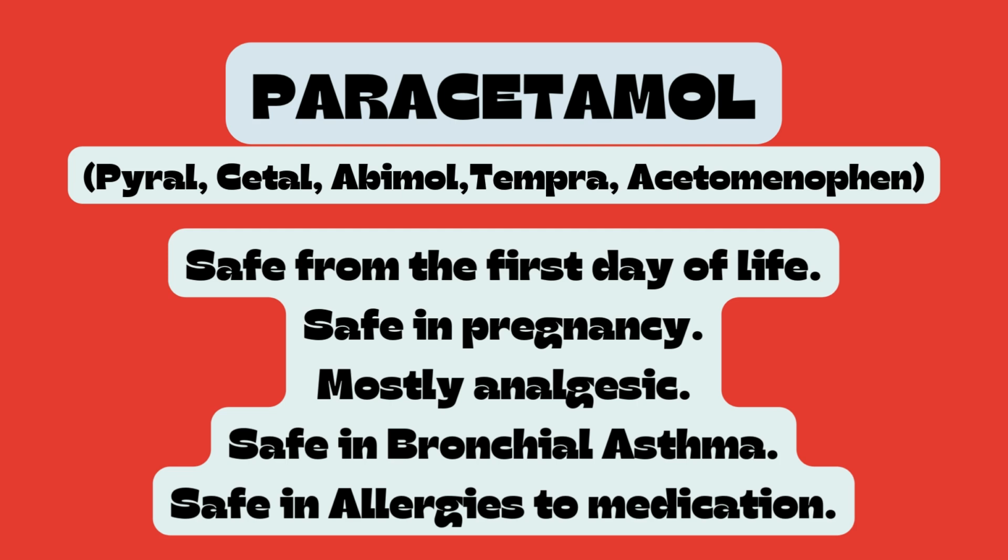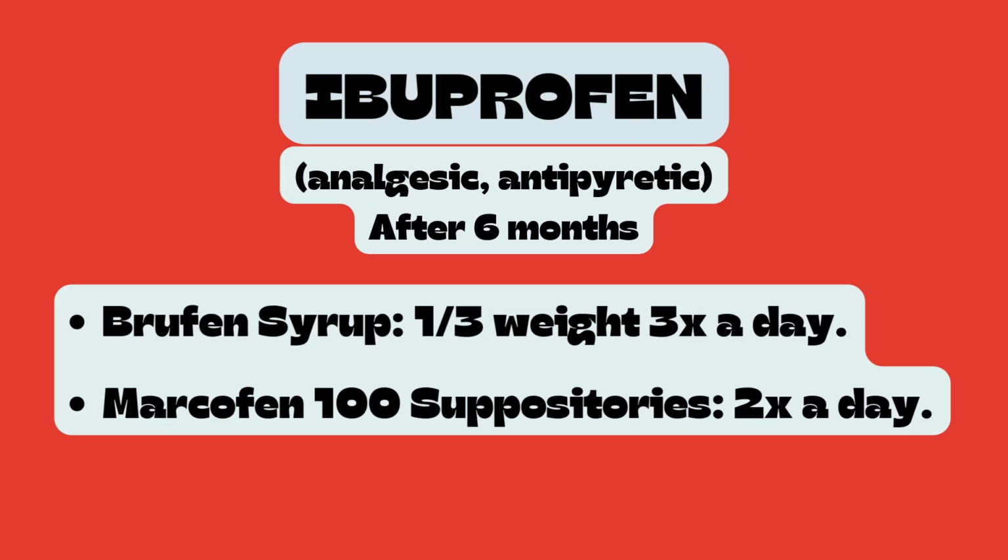The next drug we have, or group of drugs we have, as an analgesic antipyretic is ibuprofen. Ibuprofen is better than paracetamol, but it's not as safe. Therefore, we give it only after 6 months. But as an antipyretic, it is stronger than paracetamol. So, remember, ibuprofen can be given after 6 months of age. There is Brufen syrup, the dose would be a third of the weight 3 times a day. And there are Marcofen suppositories, 100 milligrams, given twice a day.